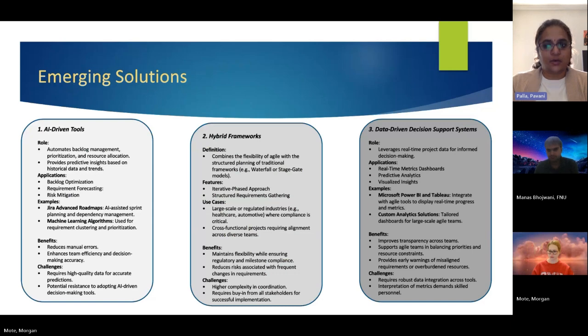diverse stakeholder groups. And the final solution is data-driven decision support systems. So using tools like Power BI and Tableau to visualize real-time project metrics from backlog health to resource utilization and sprint progress. These systems help teams to identify trends, evaluate the impact of requirement modifications, and ensure alignment with project goals by refining processes and adjustments to priorities.